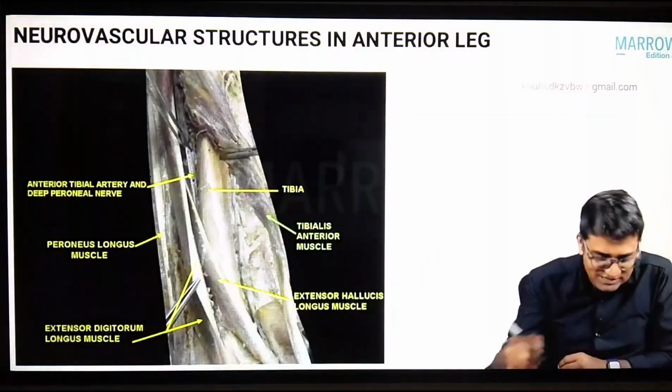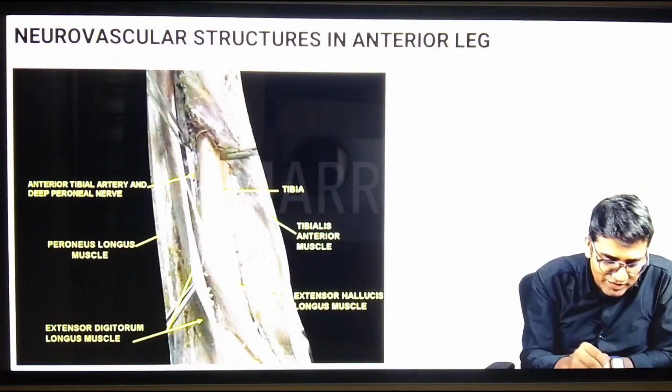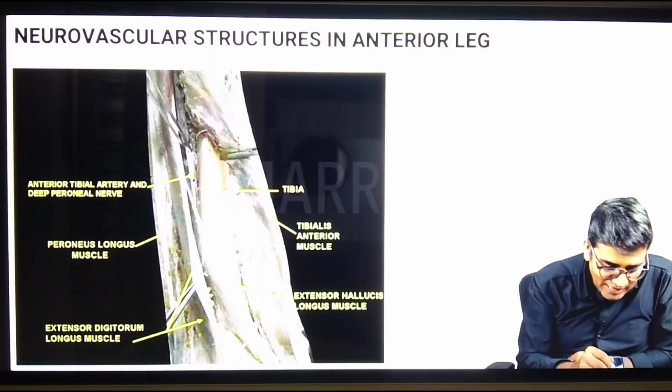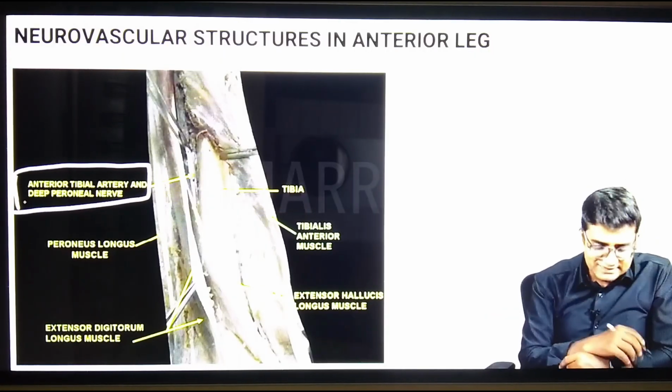Now what are the neurovascular structures? Now we are seeing the neurovascular structures in this compartment. I told you already, the neurovascular structures are anterior tibial artery and deep peroneal nerve.